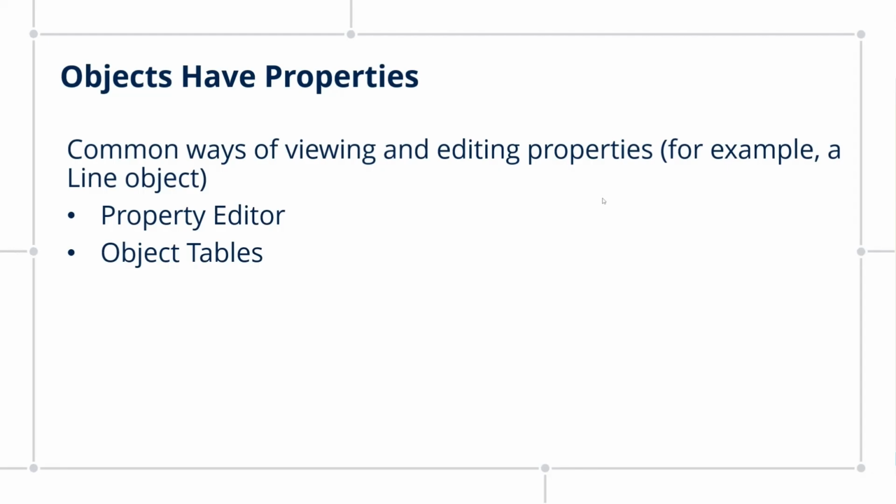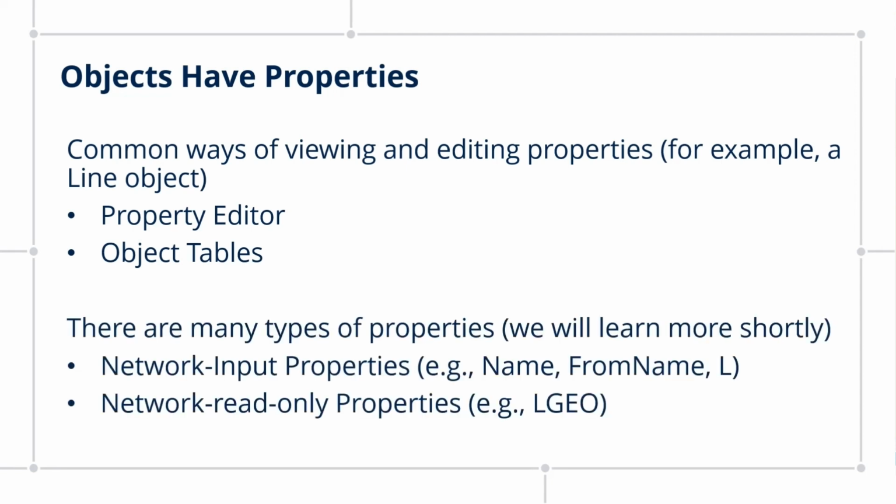Now in this video series, we're going to talk about many types of properties. The first types of properties we're going to learn about are network input properties, and those can be divided into read-only network input properties and editable network input properties. These are going to be properties that are defined for objects on the network level. When building your own dataset, you would specify these properties manually, or if you're using a translation tool, these properties would be specified during the translation process.